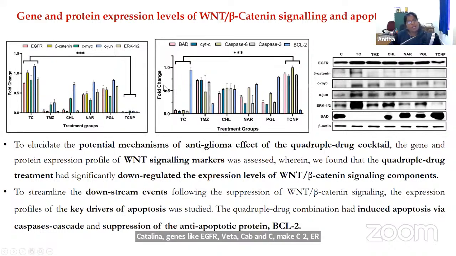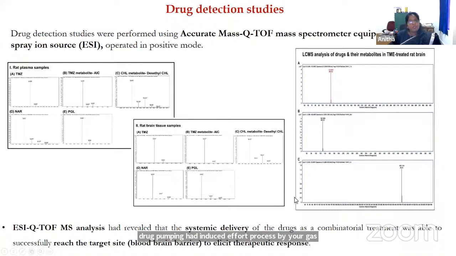So to streamline what is happening downstream of this Wnt signaling pathway, we wanted to check if the expression has some effect on apoptotic markers also. And we found that the quadruple drug cocktail had induced apoptosis by caspase cascade and the suppression of anti-apoptotic protein BCL2. So now we have found that our drugs, at the gene and the protein level, are able to inhibit the signaling pathway.